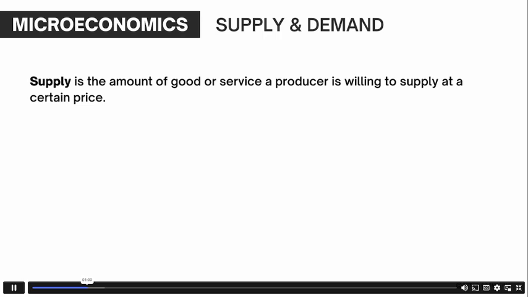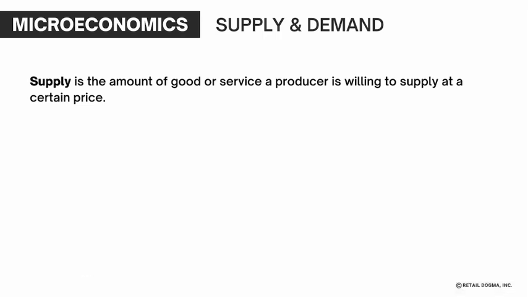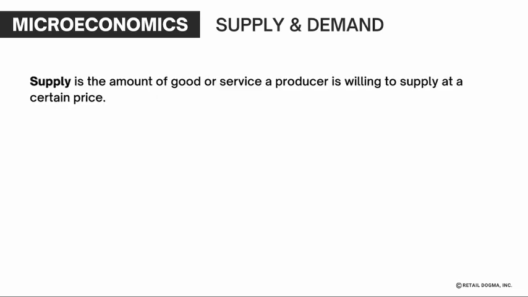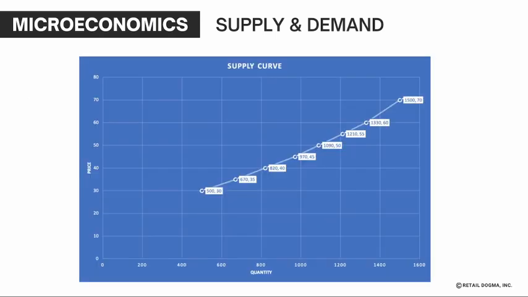Supply is the amount of good or service a producer is willing to supply at a certain price. A rise in price encourages suppliers to produce more of the good or service, thereby increasing the quantity supplied, and vice versa. When price goes down, suppliers reduce the quantity supplied, as represented by this curve.